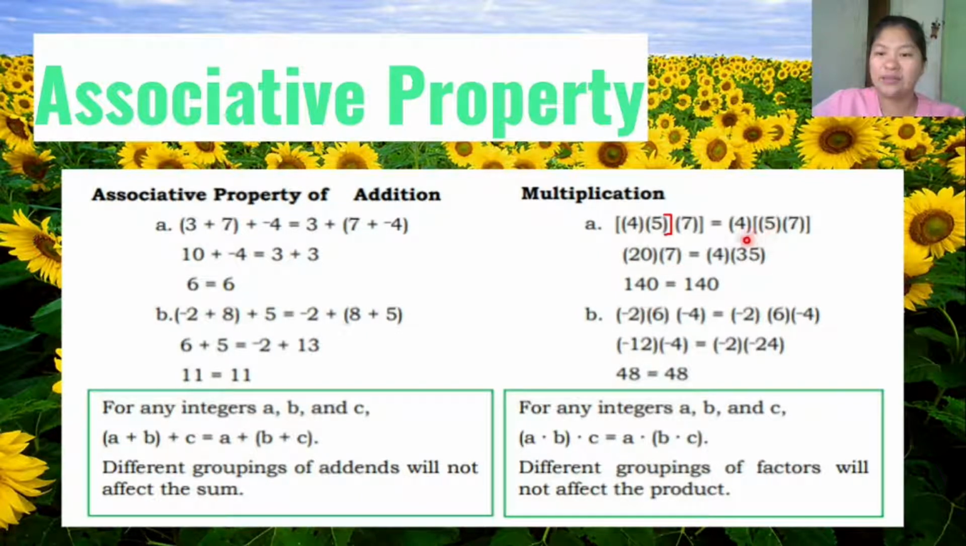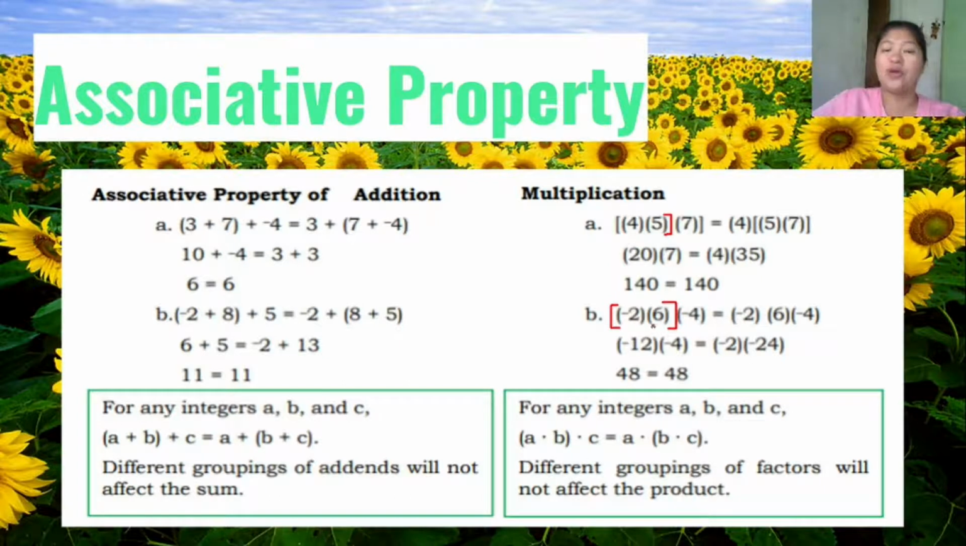How about the right side po? Kinopy lang po natin si 4. And then 5 times 7 is 35. And when you multiply 35 and 4, that is also 140. So the product remains the same. For example, number 2 naman po, lagyan po natin sino po ang magka-group. So dito po sa una, magka-group po si negative 2 and positive 6.